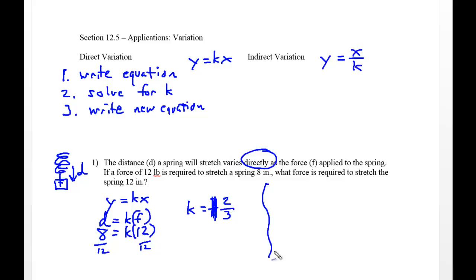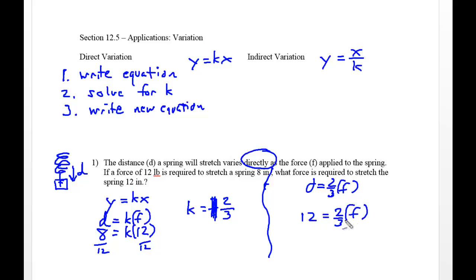So what we're going to do is now take that 2/3 and plug it in for our k in the second part of this equation, because it says what force is required to stretch the spring 12 inches. So now we have our distance equals 2/3 times F, and now we're going to plug in our stretch of 12 into our distance.